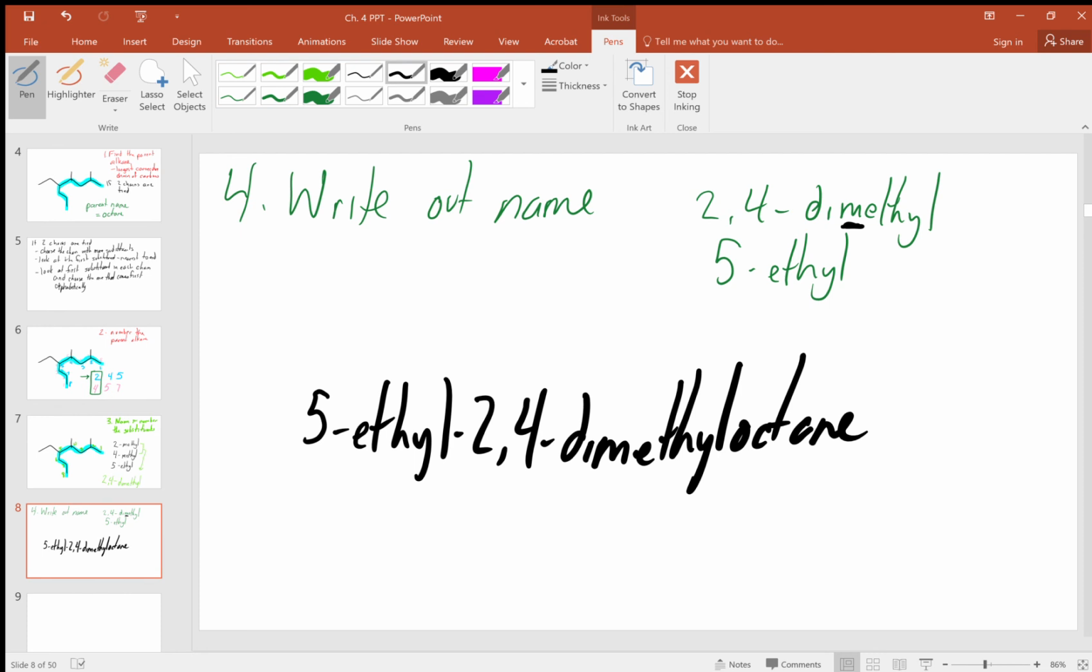When you're writing out the name, you'll notice we put a hyphen in between numbers and names of substituents. If we have multiple numbers to list for a substituent because we have more than one, we put a comma in between. And then there's no space between the last substituent and the parent name.